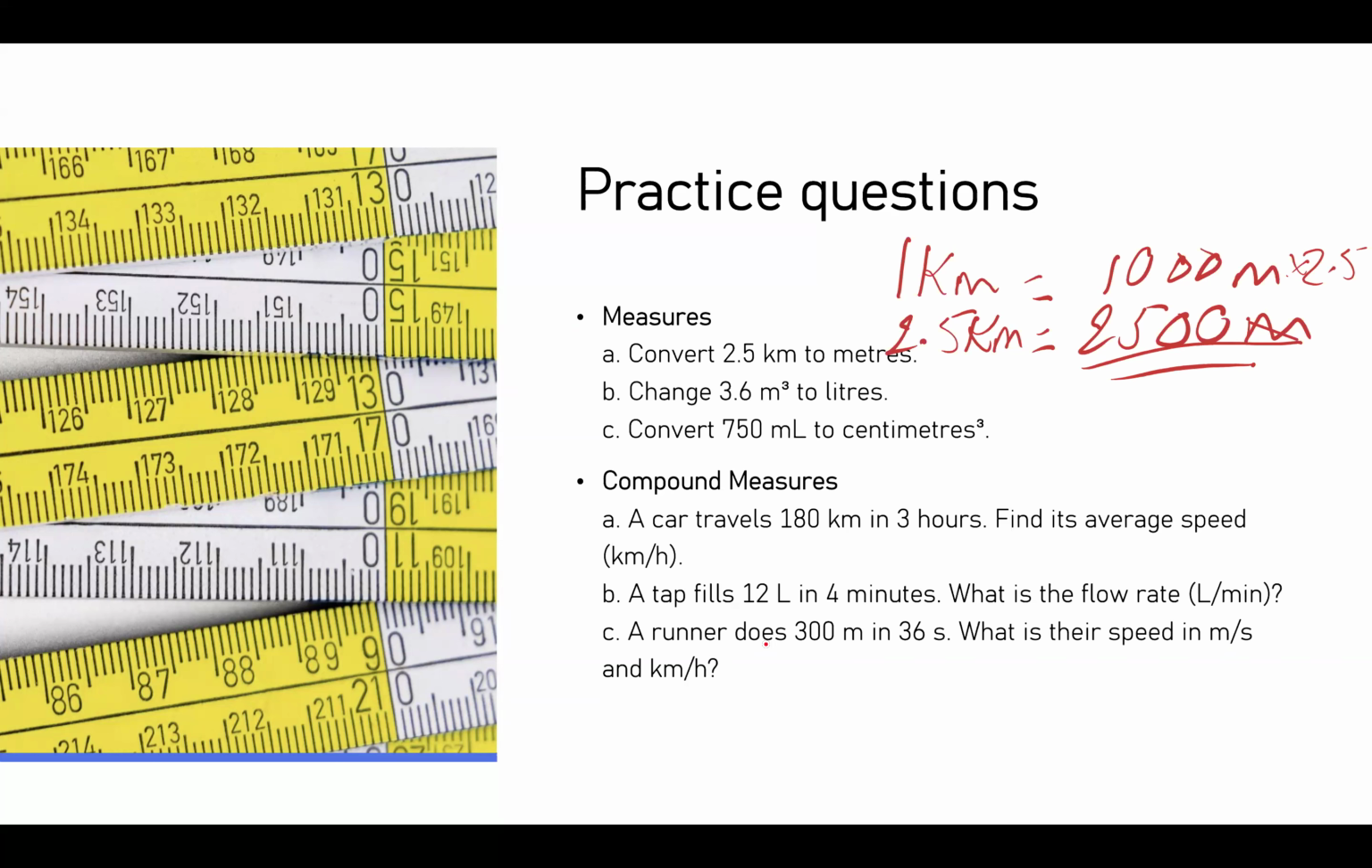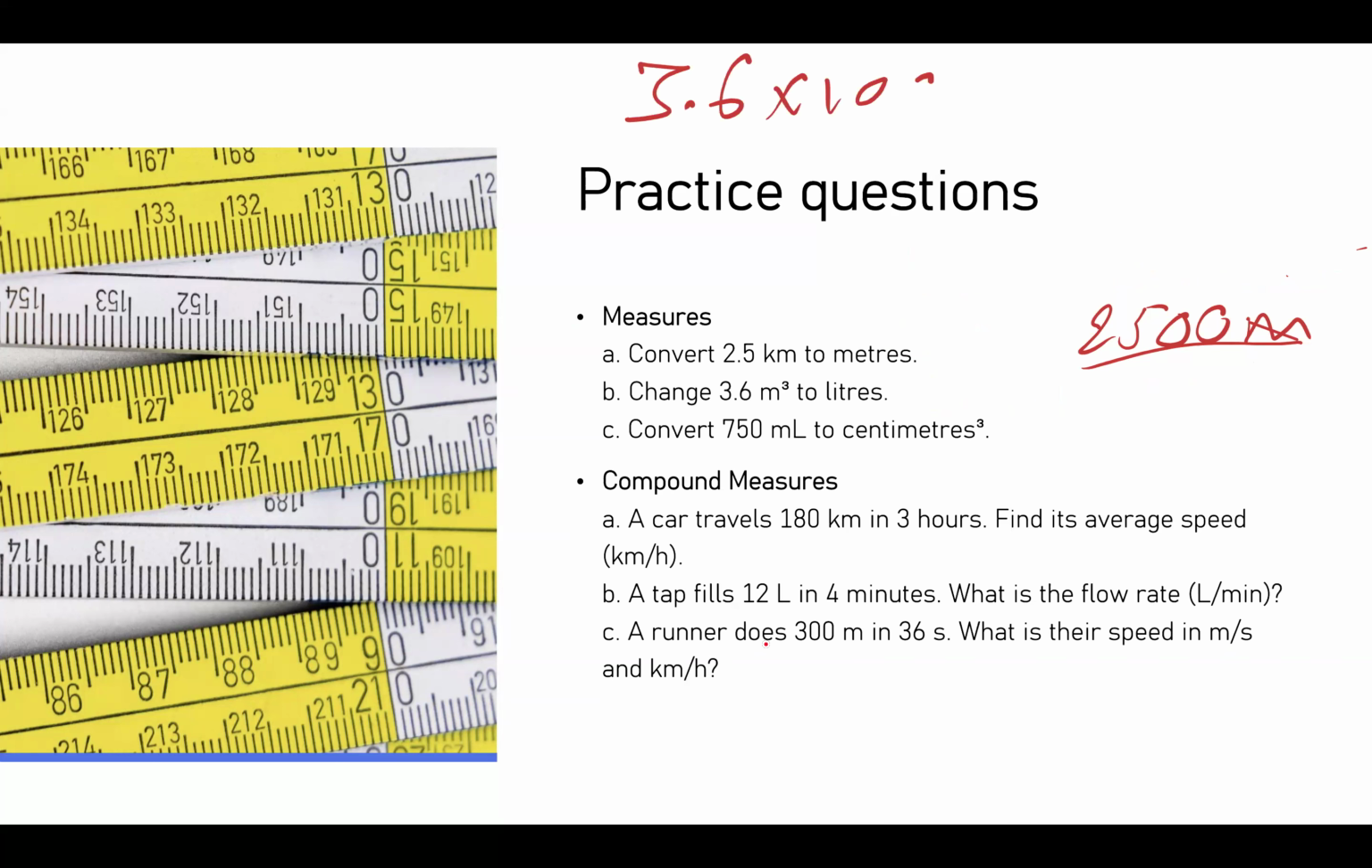So 3.6 meters cubed to liters. All we would do here is, we know that 1 meter cubed equals 1,000 liters, so 3.6 times 1,000 equals 3,600 liters.